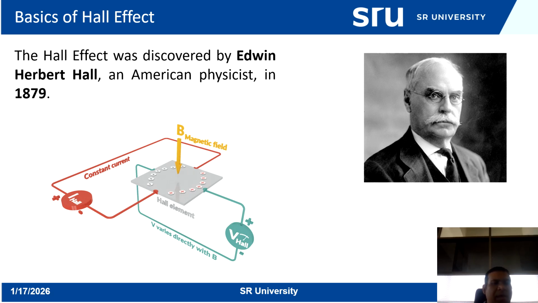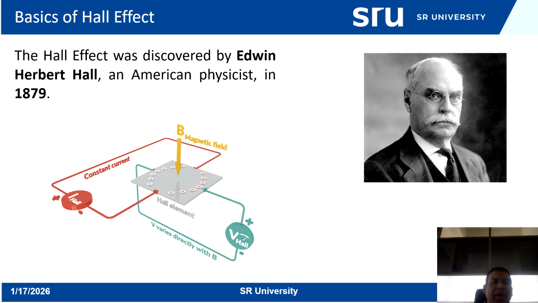In 1879, there were no electronic devices that needed magnetic sensing. So researchers considered it an interesting scientific observation, but did not see a practical use immediately. For nearly 70 years, it remained primarily a laboratory phenomenon used to study electric and magnetic fields. Then the question is, why is it important today?